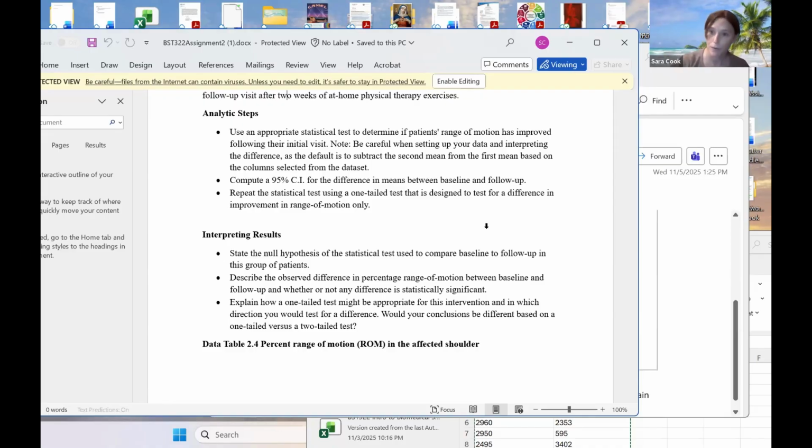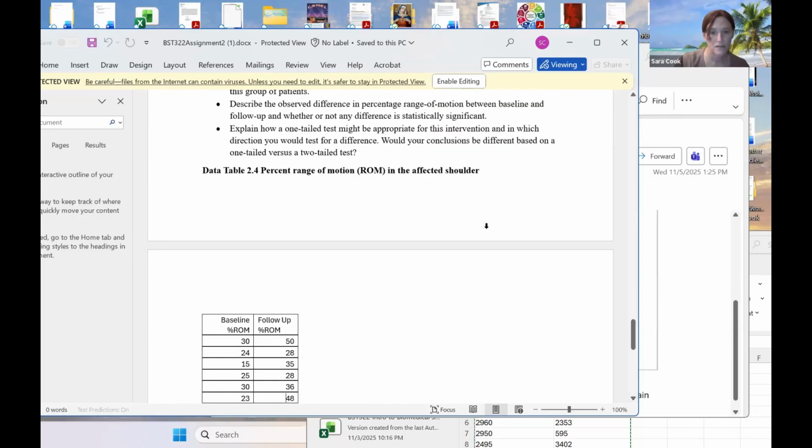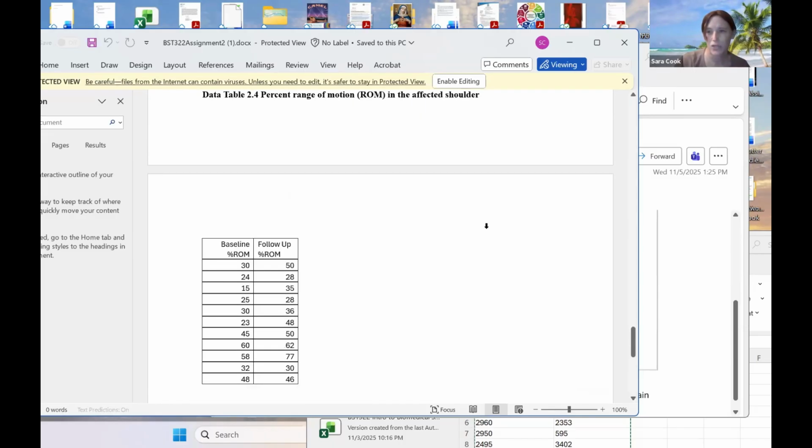But obviously, when we're measuring people twice, they are more similar to themselves than they are to other patients. And so we have to account for that in our statistics. And it's really answering a different kind of question too, which is: are they different at follow-up than they were at baseline? Okay. So again, the setup is very similar.